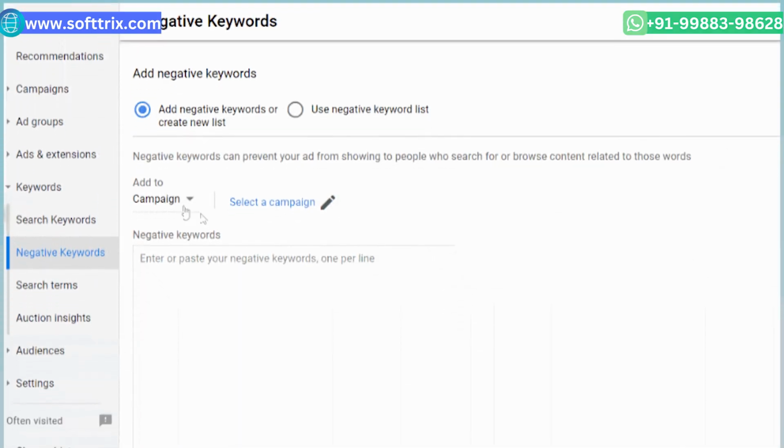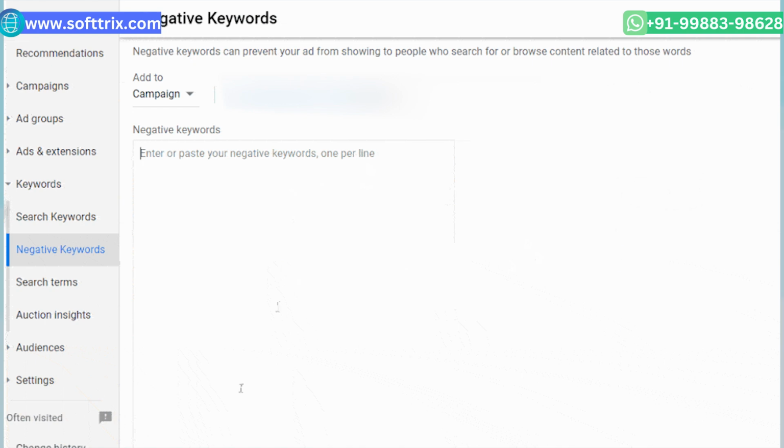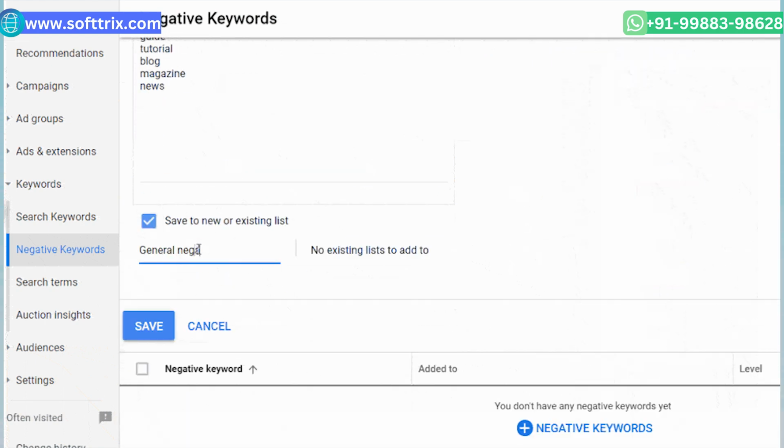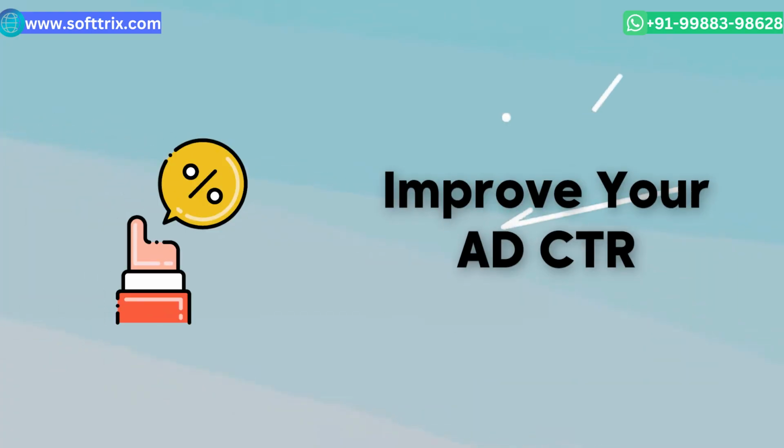The main thing is to use negative keywords. Utilize negative keywords to filter out irrelevant clicks. This can really help you improve your ad CTR.